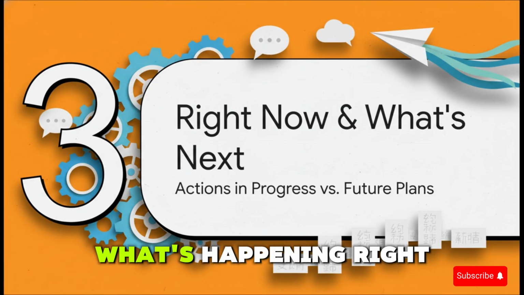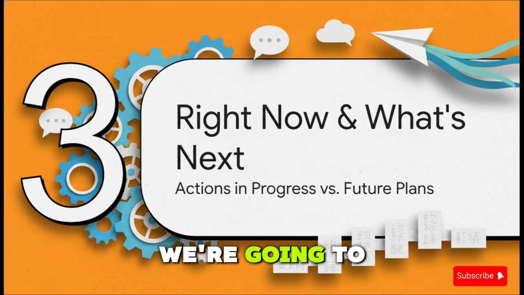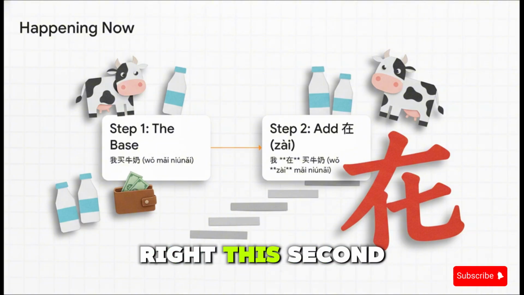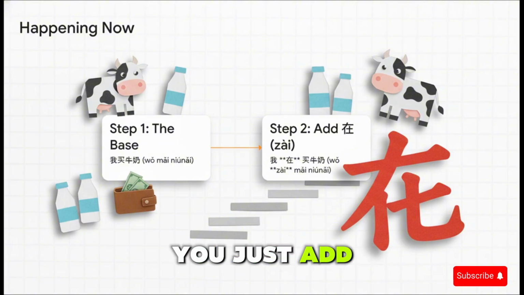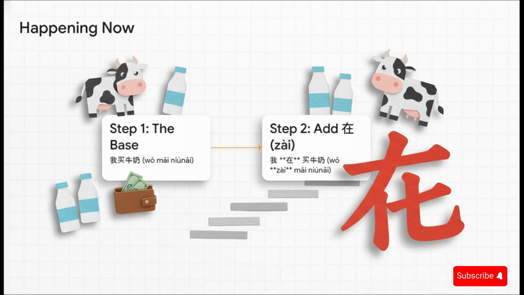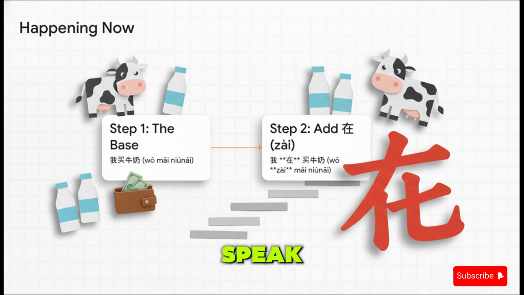Now let's jump into what's happening right now and what's going to happen next. And you guessed it, we're going to use the exact same building block idea. So what if you're in the middle of doing something? Like right this second. Easy. You just add the word 在 right before the verb this time. So our sentence becomes 我在买牛奶. Imagine your phone rings while you're literally standing there with the milk carton in your hand. This is what you'd say. I am buying milk. It means it's happening as we speak.